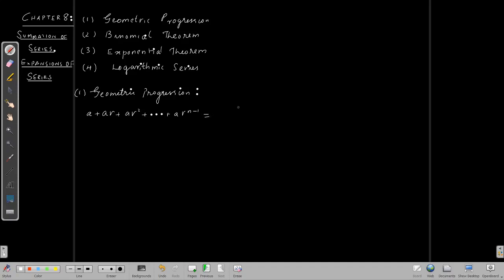So the sum is nothing but A times 1 minus R raised to n divided by 1 minus R, if R is not equal to 1. In the case when R is equal to 1, this is A plus n terms. So that will give n times A if R is equal to 1. So this is the sum of first n terms of GP.